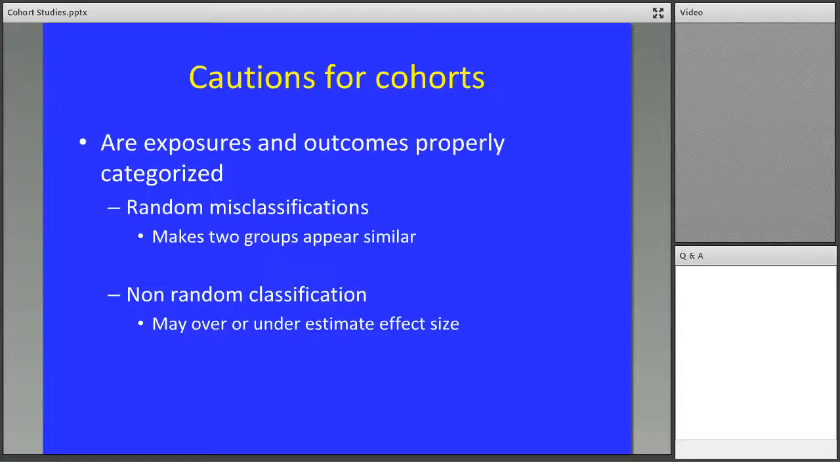Let's give some examples of that. I'm sorry, before we do the examples. So other cautions for cohorts are exposures and outcomes properly categorized. You have two kinds of misclassification. There's random misclassification, which will make the two groups appear similar when they may not be. And then there's non-random classification, and that may over or underestimate effect size, and that's bias. And so you need to be, I think, in some ways more wary of the second one than the first one.